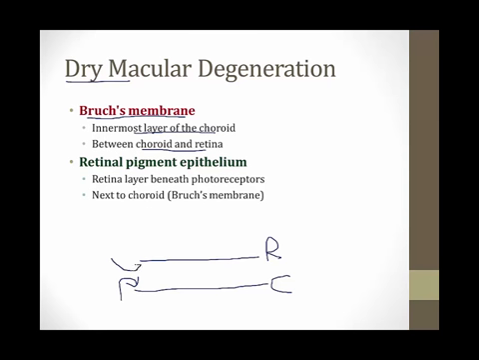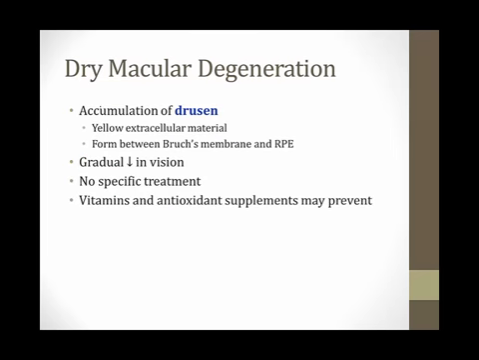The innermost layer of the retina, the layer of the retina that sits right on top of the choroid, is called the retinal pigment epithelium. It's the retinal layer beneath the photoreceptors, and it's right next to the choroid, right next to Bruch's membrane. In dry macular degeneration, there is accumulation of something known as drusen. Drusen are yellow extracellular materials that form between Bruch's membrane and the retinal pigment epithelium.